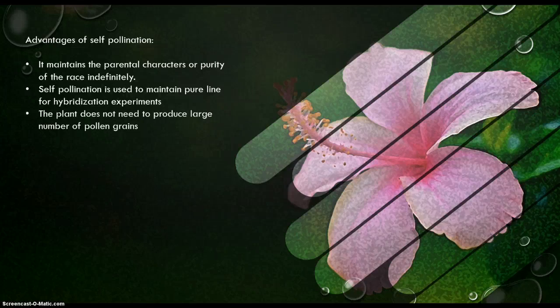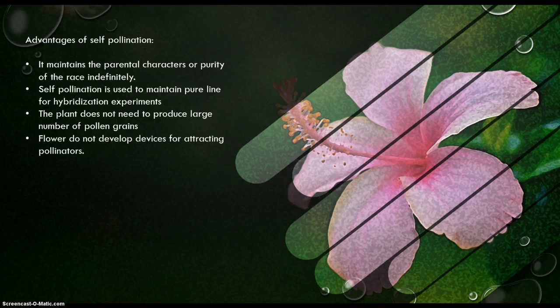Third, the plant does not produce a large amount of pollen grains since the transfer is very small. The transfer is nearly within the same proximity. Hence, it doesn't produce a huge amount of pollen grains. A small amount of pollen grain production is enough for the pollination to occur.